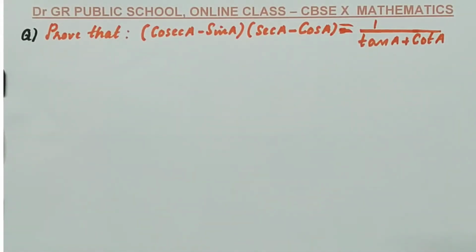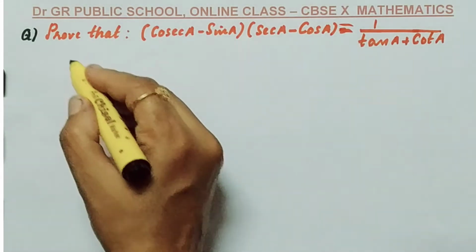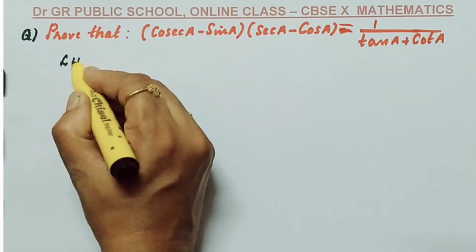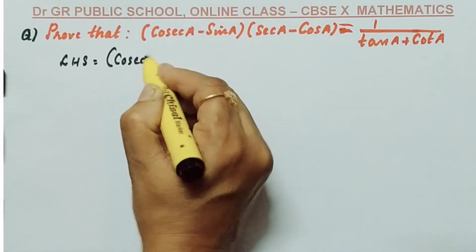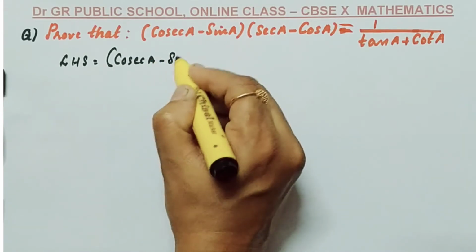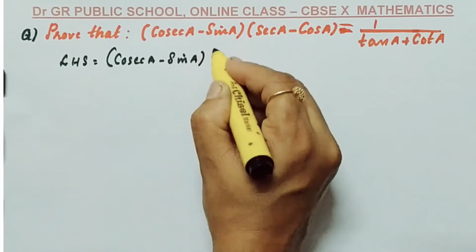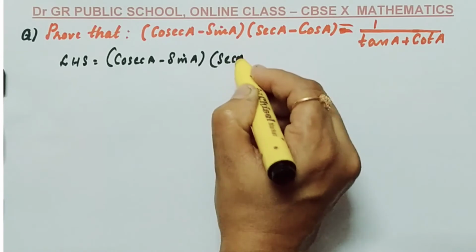Come with another question. Prove that (cosec A minus sin A) into (sec A minus cos A) equals 1 by (tan A plus cot A). Here also I am going to take the LHS to get the RHS. LHS equals (cosec A minus sin A) into (sec A minus cos A).